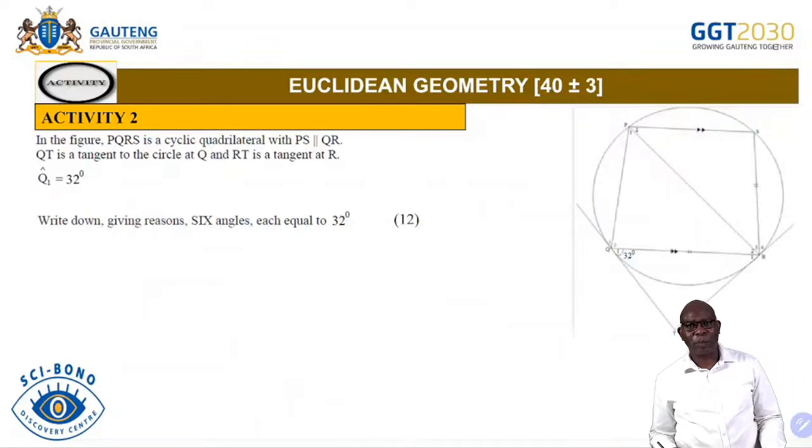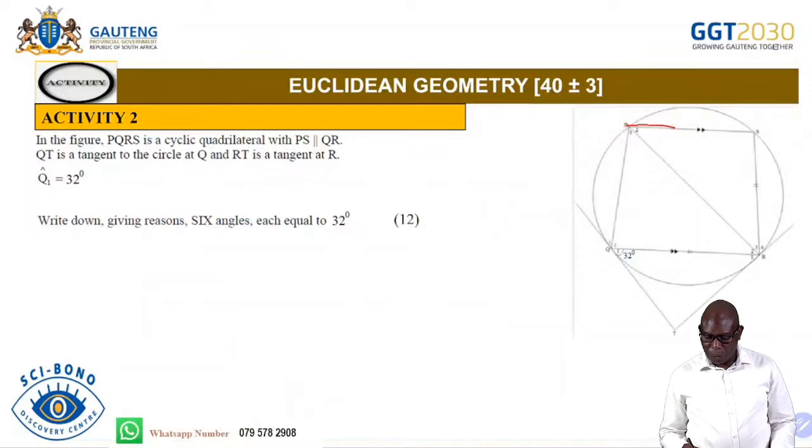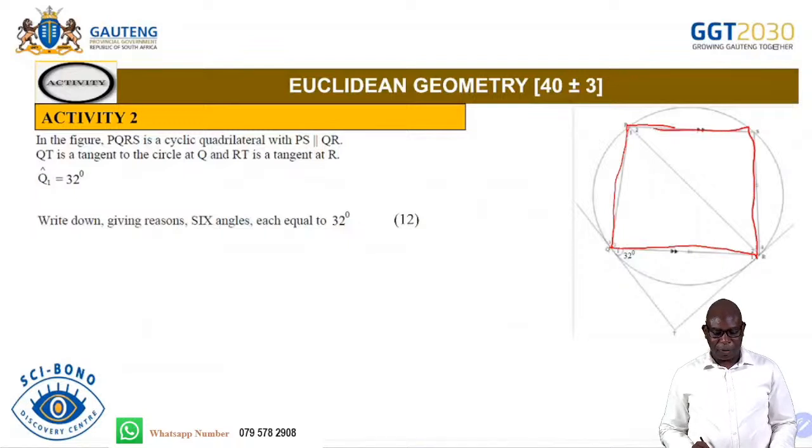Right. The next one is a rider. I love riders because they're quite easy. You know, I always do my rider without looking at the questions. But in this one, it says, in this figure, you are already given that PQR is a cyclic quad. So you're given that it's a cyclic quad. Already I know PS is parallel to QR. So PS is parallel to QR.